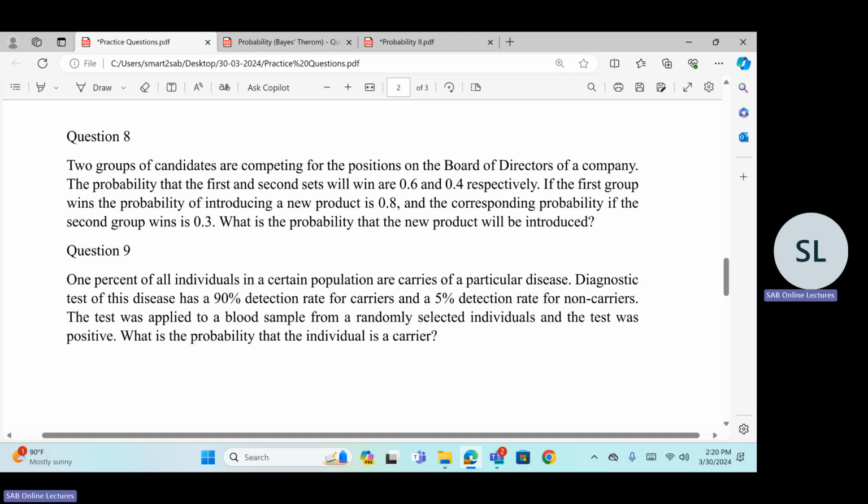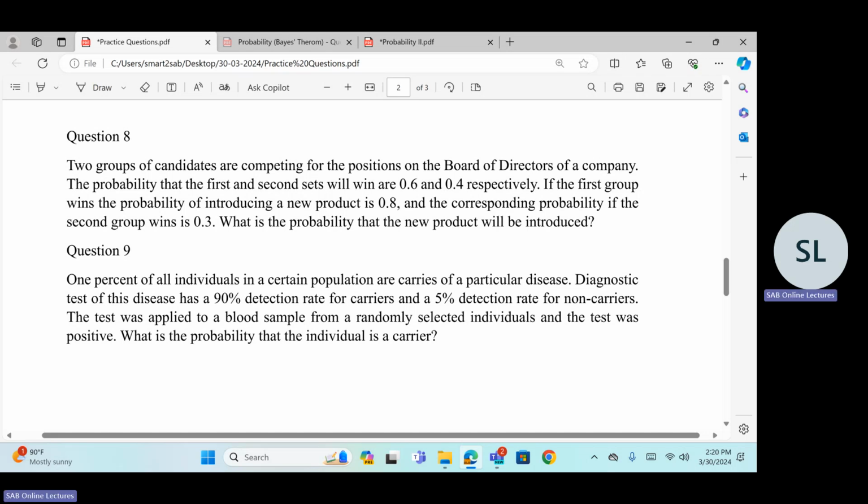Okay. It means if any group wins, then what happens finally? New product will be introduced. That is a common event in here. Question asks what is the probability that the new product will be introduced, and then we can apply the total probability law. Why? Because the question asks the probability of the common event. Okay, how to get the values?